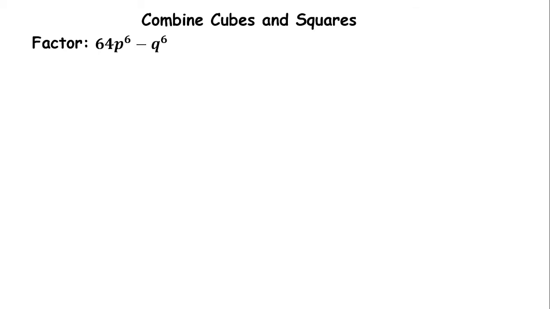Combine cubes and squares. The question is, how do we factorize this? What is the way I can factorize these two terms, 64p power 6 minus q power 6? You can solve this question using two methods. Let me tell you one method. Can I write this number as 8p cube whole square? Sorry, square here and here is cube.